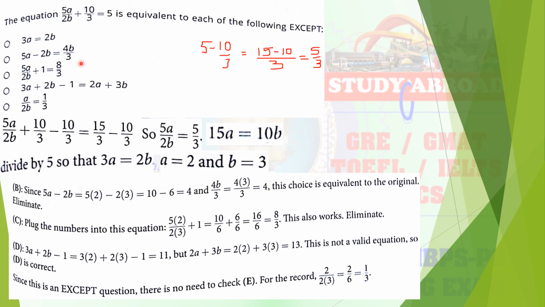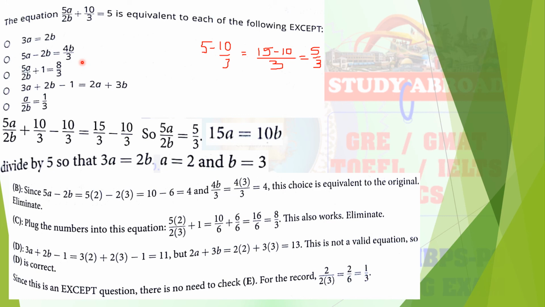This is the expression. So 5a, in place of a you just substitute a is equal to 2, and in place of b you just substitute b is equal to 3. So what happens? 5 times 2 is 10 and 3 times 2 is 6. So 10 minus 6 is 4, so left hand side you will get the answer as 4, and right hand side expression is what?